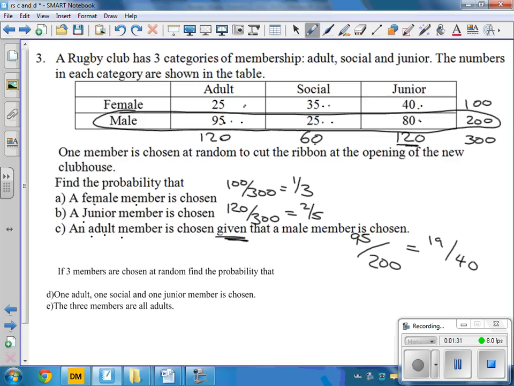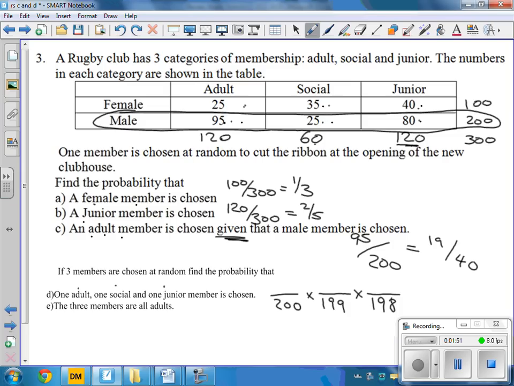The interesting bit of this one is actually the last bit, this little bit tacked on the end, that if you're going to take three members, well, the first person, you've got 200 people to choose from. But the second person, you've already chosen one, so there's only 199 left. And the third one, taking another one away, so there's only 198 left. And this time we want an adult, a social, and a junior.